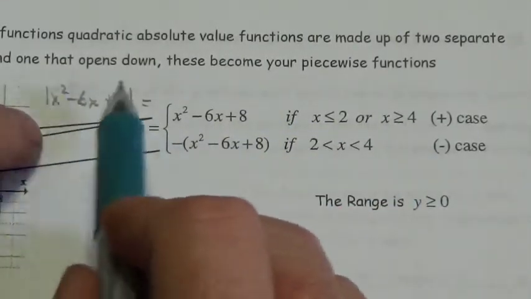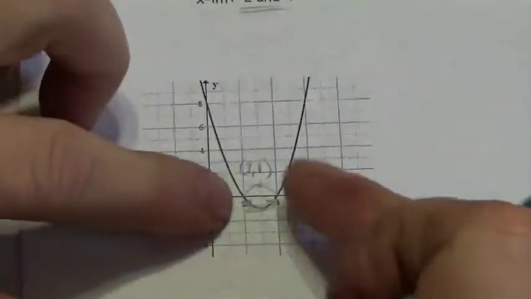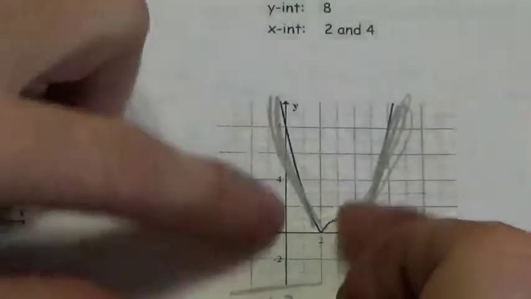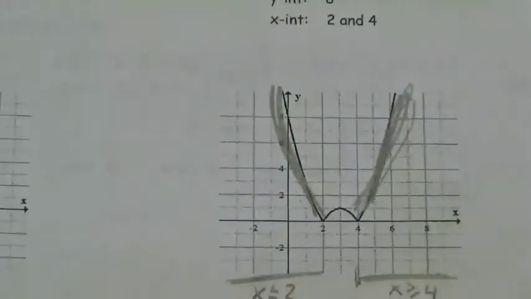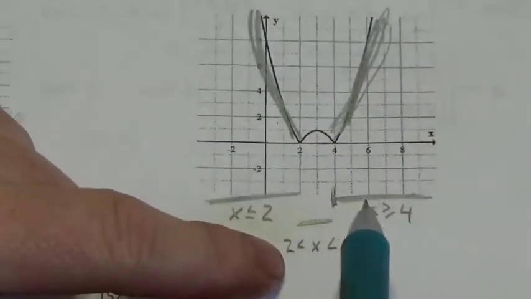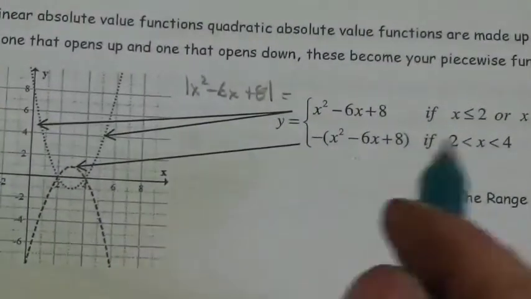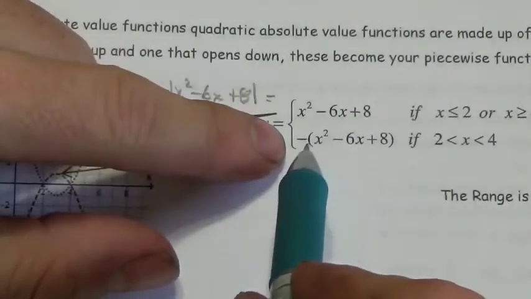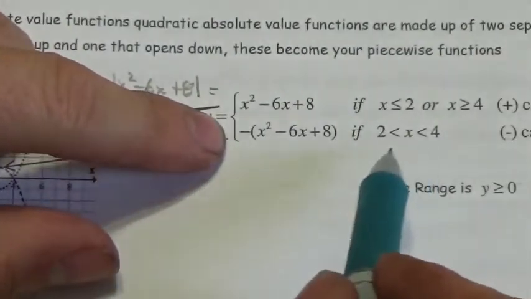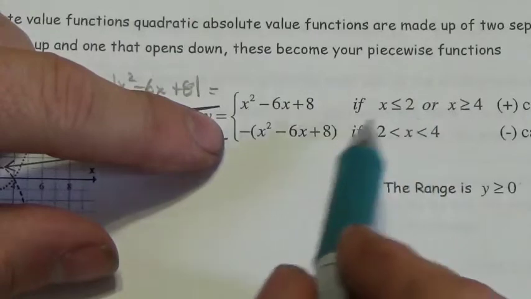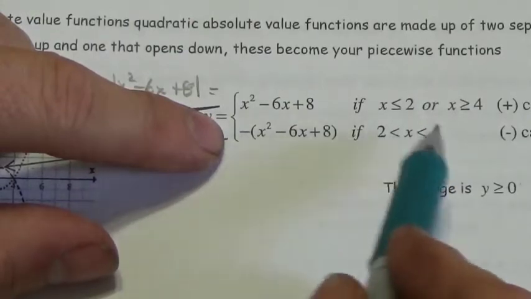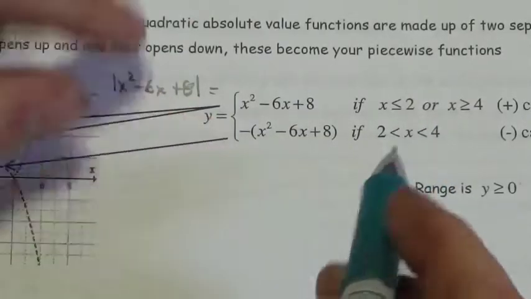In other words, what's inside here stayed the same. These two arms right here stayed the same. And where did those occur? When x was greater than or equal to 4, or x is less than or equal to 2. Okay? A change was made. We put a negative in front of that function when it was in between those two. This was the part of the function, the piece of the domain, that changed.